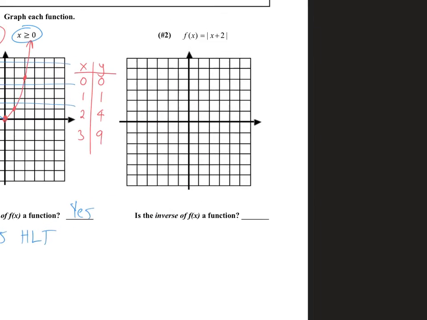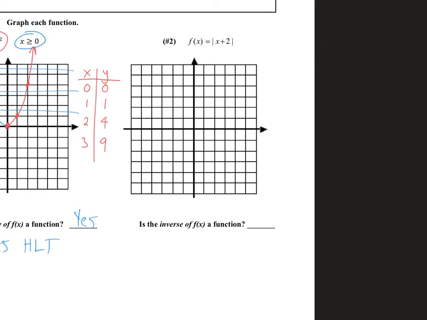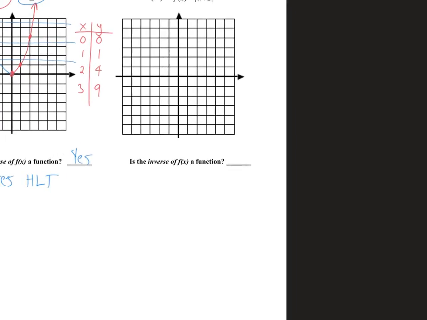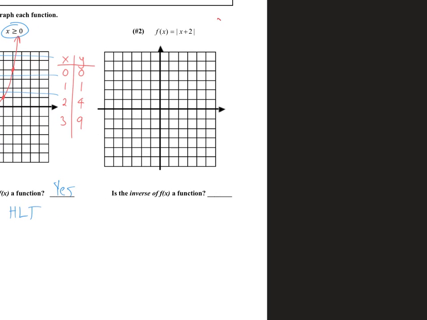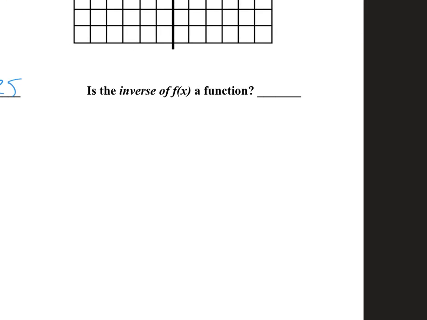All right. Next graph we have is f of x equals the absolute value of x plus 2. We're trying to find whether the inverse is a function, okay? So this is going to be an absolute value graph, which is going to look like a V of some sort. So we need to make an x and y table for this.